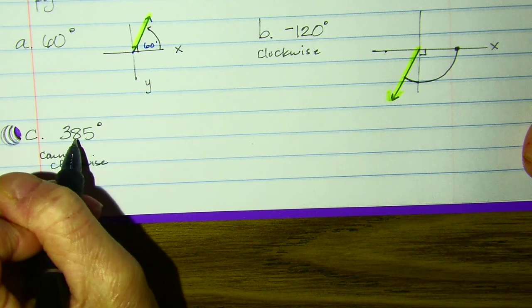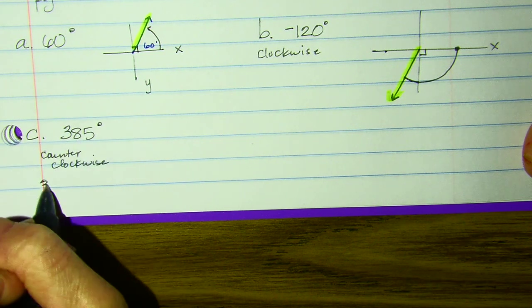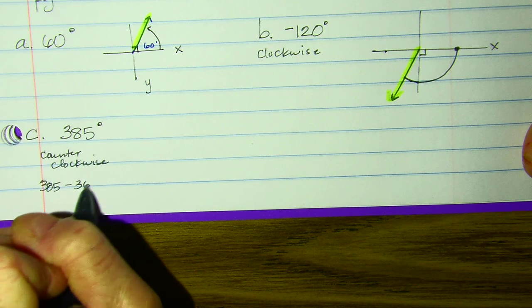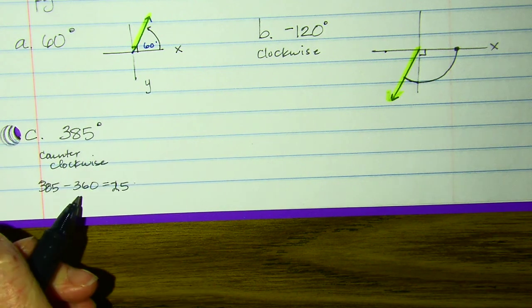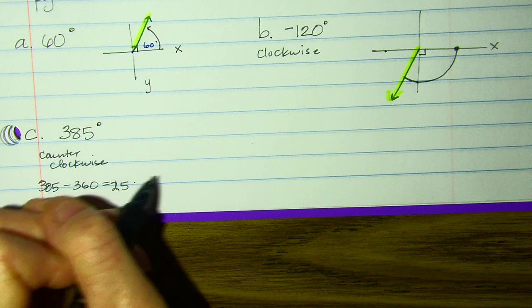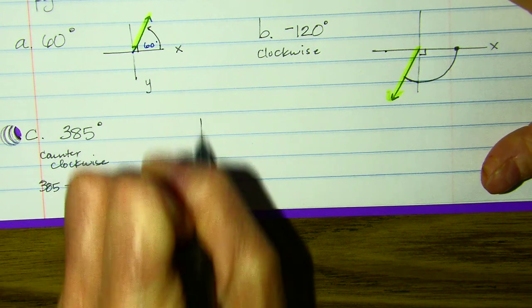But also I know that's more than a full circle. So 385 minus 360 equals 25. So I'm going to do a full circle and then about 25 degrees more. So let's draw that.